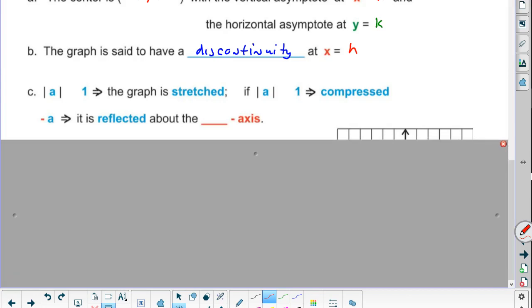Absolute value of A, if it's greater than 1, that sounds familiar. The graph is stretched. We used to say steeper for a parabola, but this is a hyperbola, so we're going to say stretched. And of course, if it's less than 1, it's going to be compressed. So stretched and compressed, not a big deal.